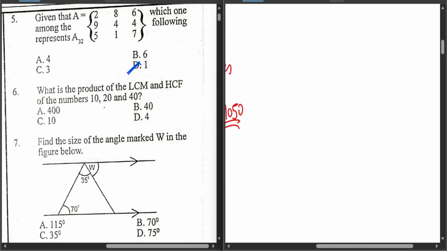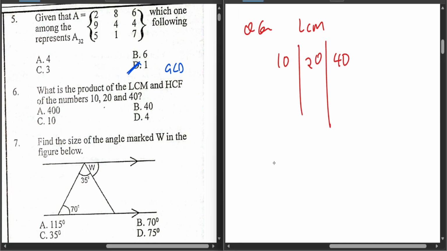So question 6. Question 6 was the product of LCM and HCF of the numbers 10, 20, and 40. Now let's find the LCM first, and then we're going to find the HCF. The HCF is also called GCD. So let's find the LCM of 10, 20, and 40.